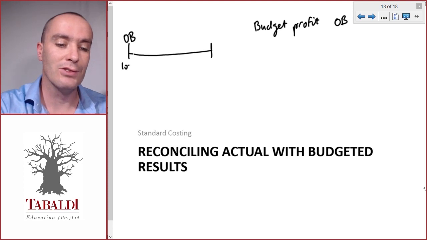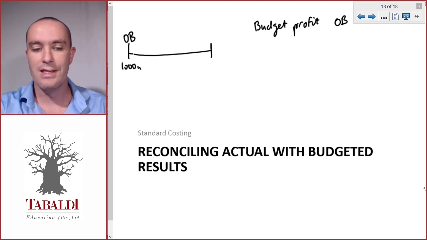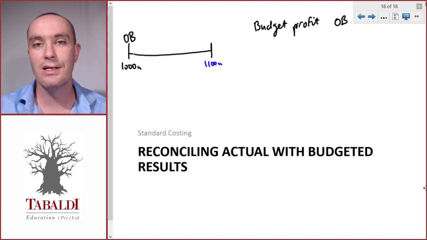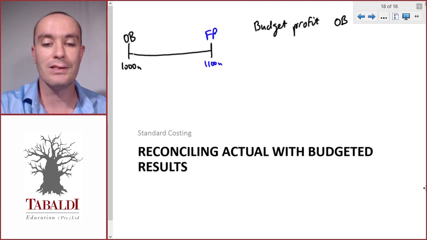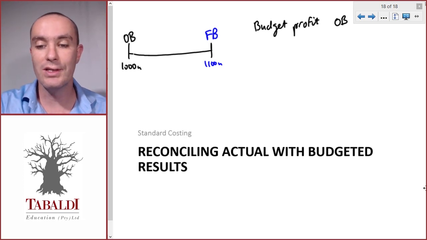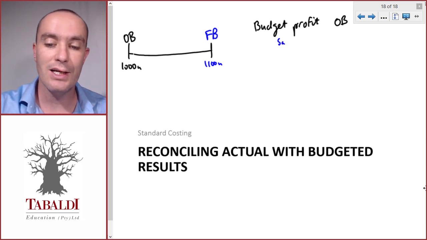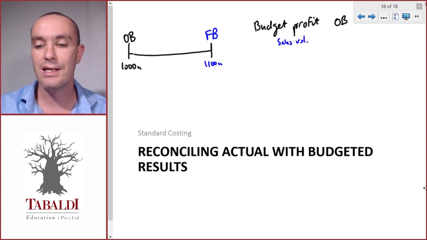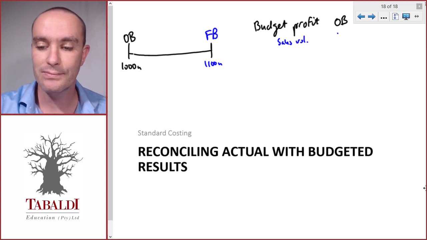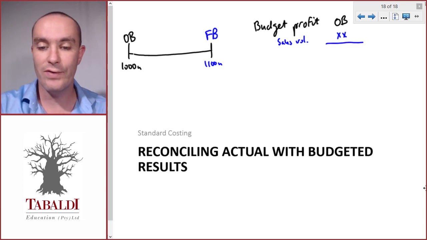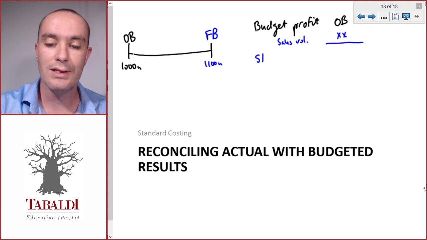That might have been for 1,000 units. Then we actually sold 1,100 units. So we had to prepare a flexible budget. So what is the difference between the two? It was the 100 units, and that would be our sales volume variance, something that you don't have to worry about at this stage. So just bear with me. If we add or deduct the sales volume variance, we get to what is called standard profit.